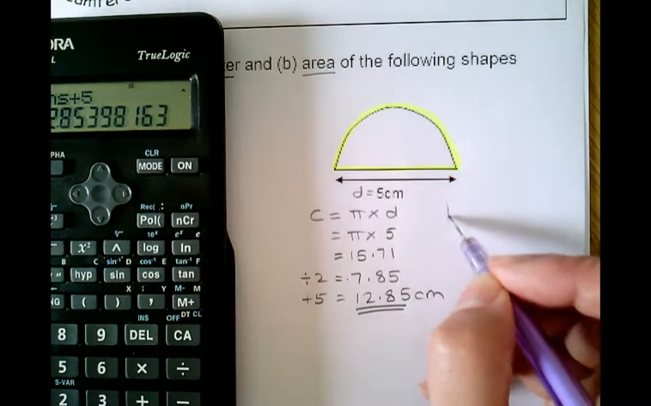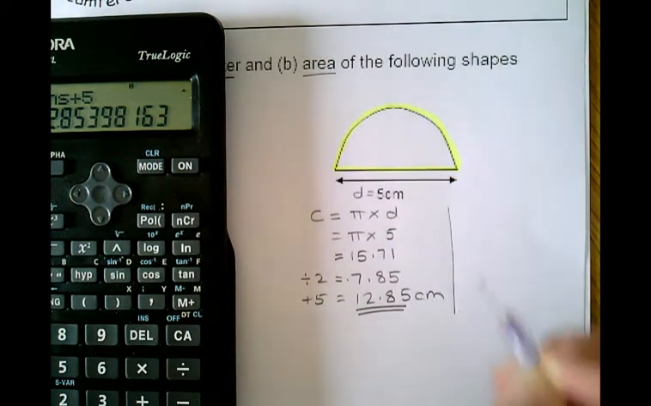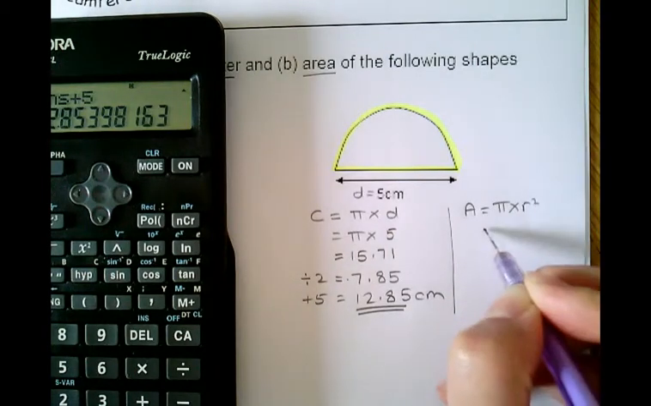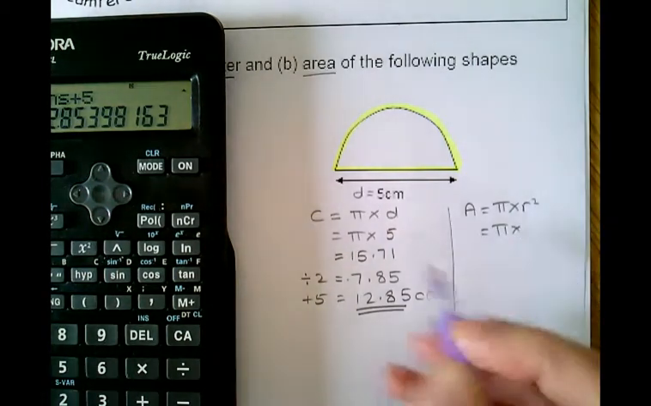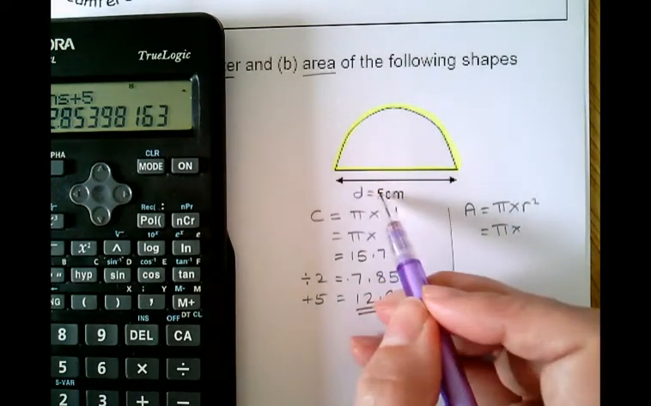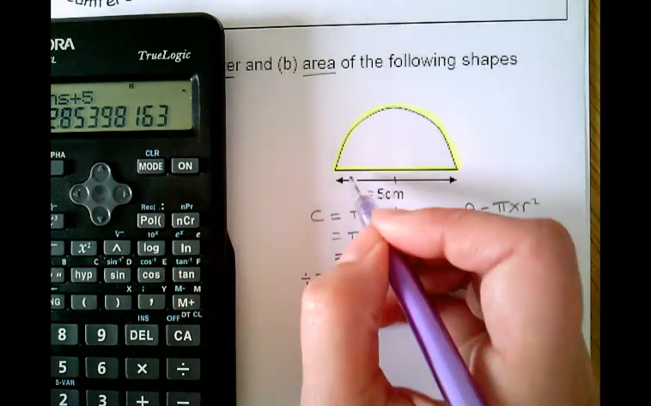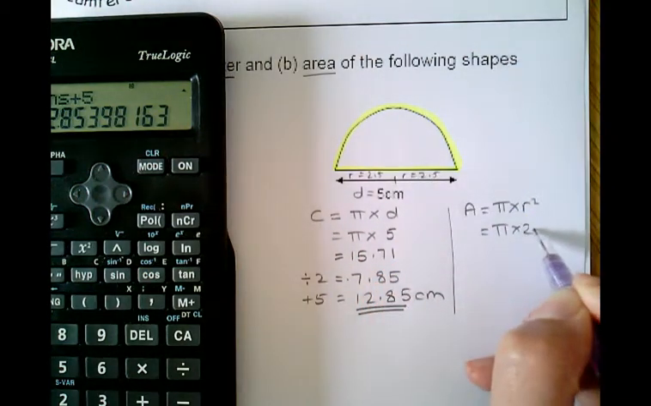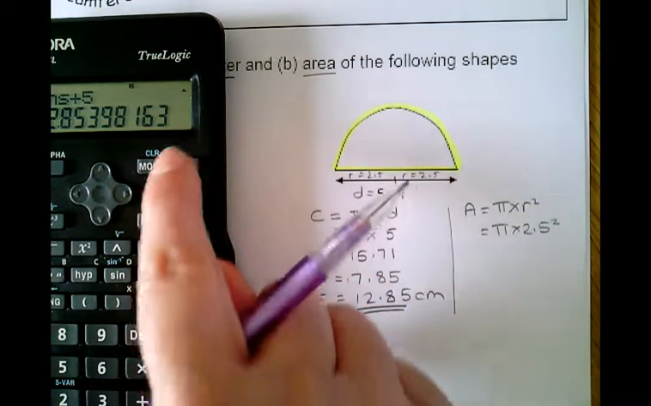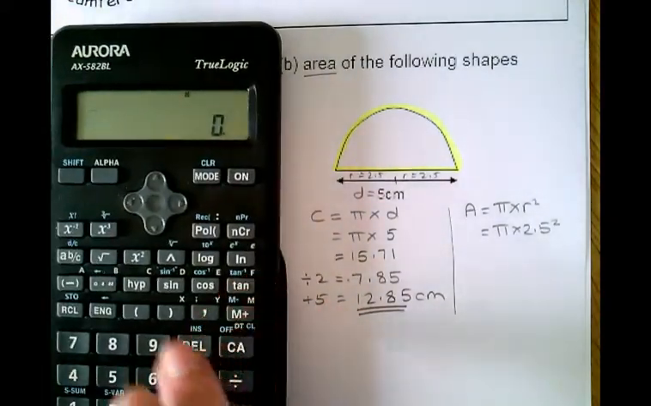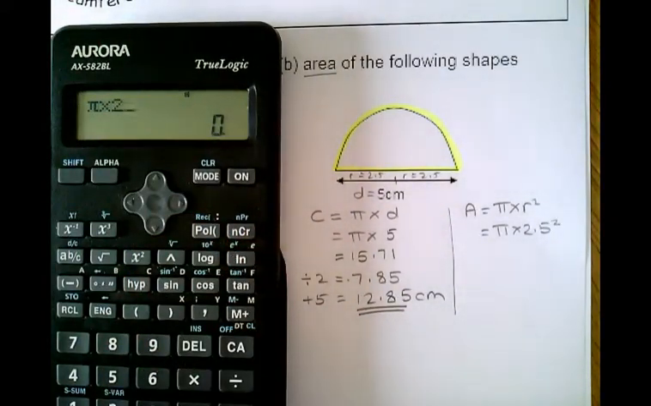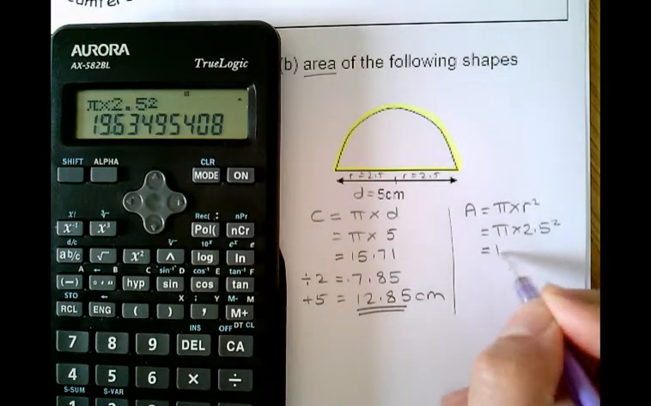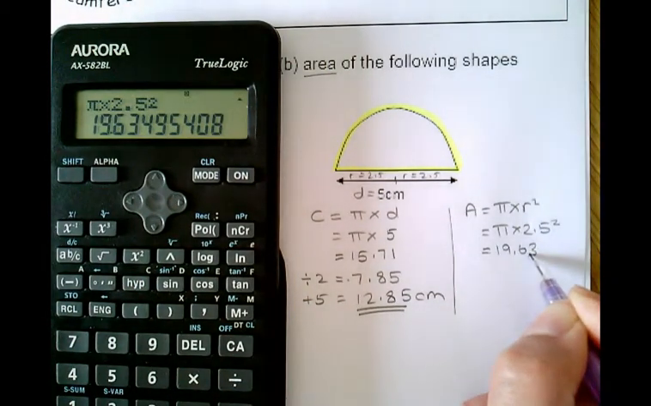So the other bit of the question then, we were asked to find the area inside. So area is pi times radius squared. So pi times, go to your picture, if your diameter is 5, then put that in half and your radius would be 2.5 at each side. So pi times 2.5 squared. So go to your calculator and do pi times 2.5 squared would get you 19.63.